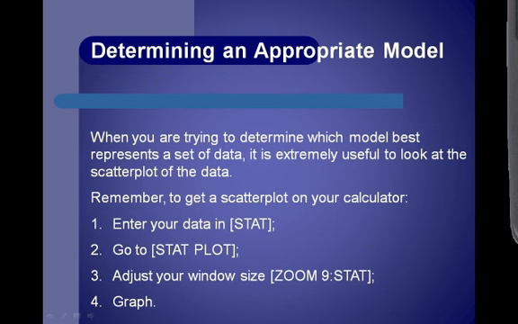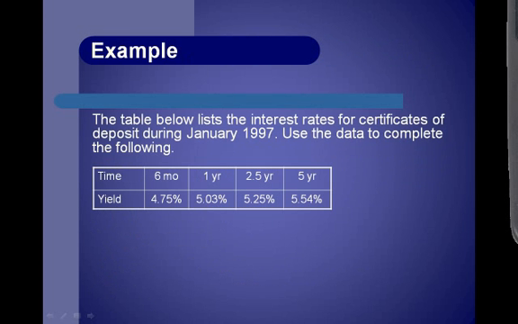So the first thing we're going to do is try and determine which model best represents a set of data. And it is extremely useful to look at a scatter plot of the data. So remember, to get a scatter plot on your calculator, you're going to enter your data in the stat, put your x's in L1, your y's in L2. Then you're going to go to stat plot, which is second y equals. Third thing you're going to do is adjust your window size, so you're going to go to zoom 9, and then you're going to graph it, and then you're going to pick which of the 3 best fits your data. Okay, so let's do a couple of examples.